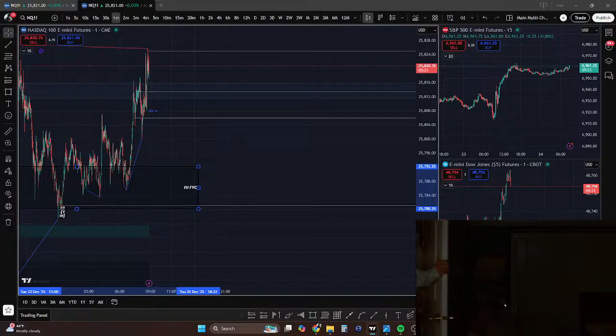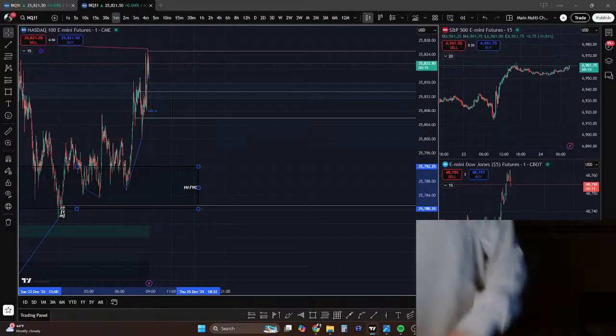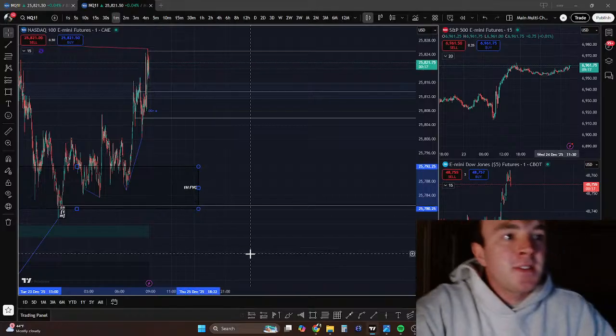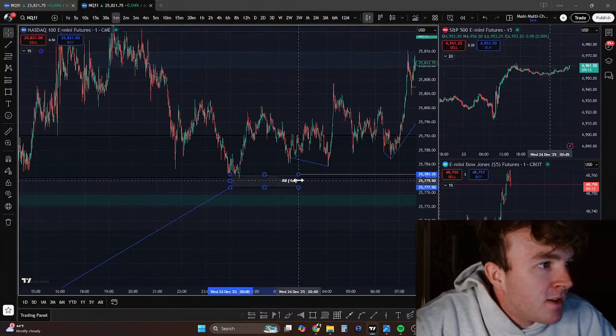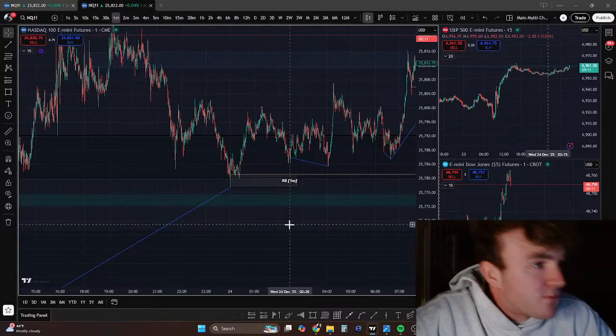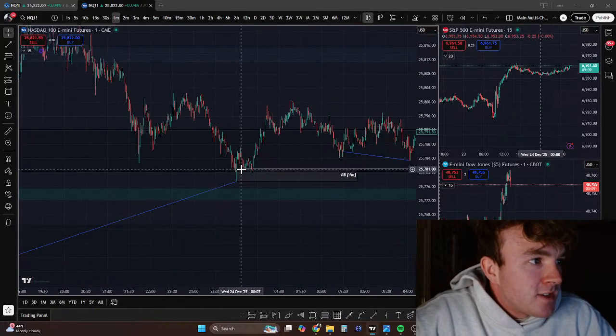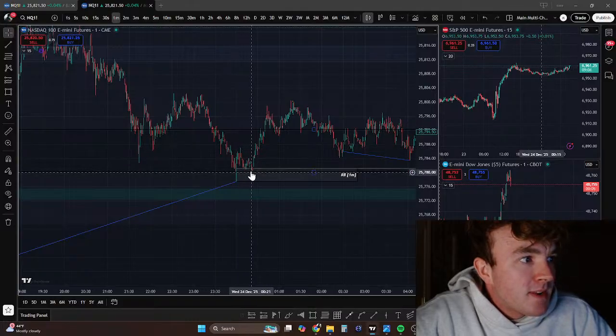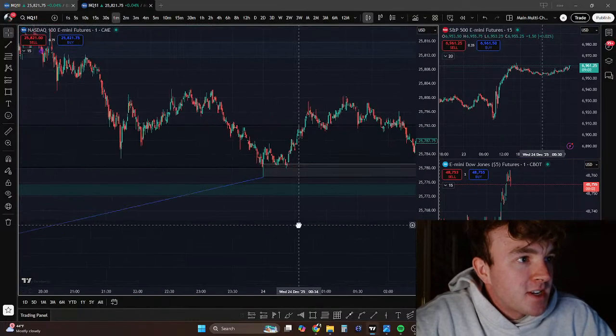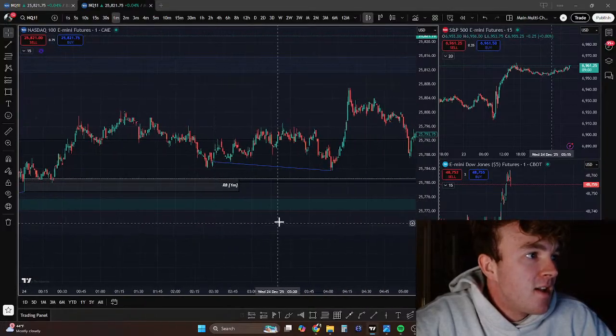Okay. But definitely pretty cool how we perfectly used that rejection block at the low of that 1 hour gap. Check that out. Wow, look at that. Here's midnight true open. Bang. Right below midnight true open into that rejection block with SMT.